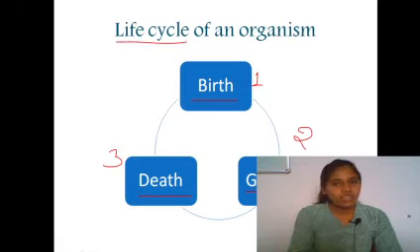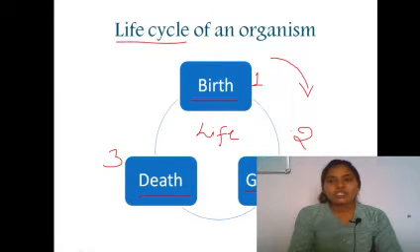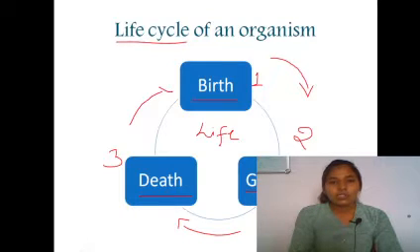Why do we call this a life cycle? This is all about life, that is the first reason. And the events occurring here are in a sequential and cyclic manner, and because of that reason we call these three events life cycle events. So birth is nothing but the starting point or starting event of a life. The life starts from the birth of an organism.